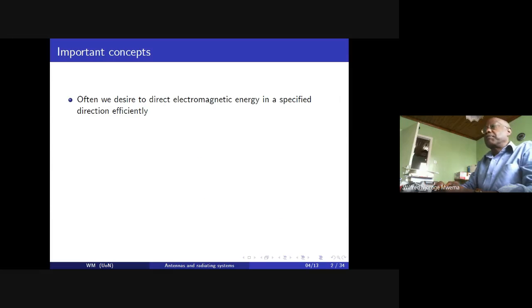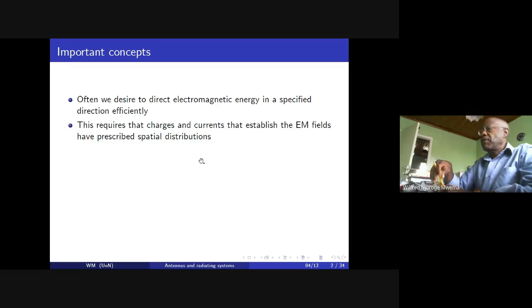So the important concept is that often we desire to direct electromagnetic energy in a specified direction efficiently. This would happen especially, for example, in the new 5G new radio, because you want to target the radiation to a particular device, okay? And that's the beauty of the 5G environment now, where we shall be using very thin beams by using multiple arrays of antennas with a lot of beam forming so that you can send it in a given direction. This will allow you to use less power in transmission and you waste less, so to speak.